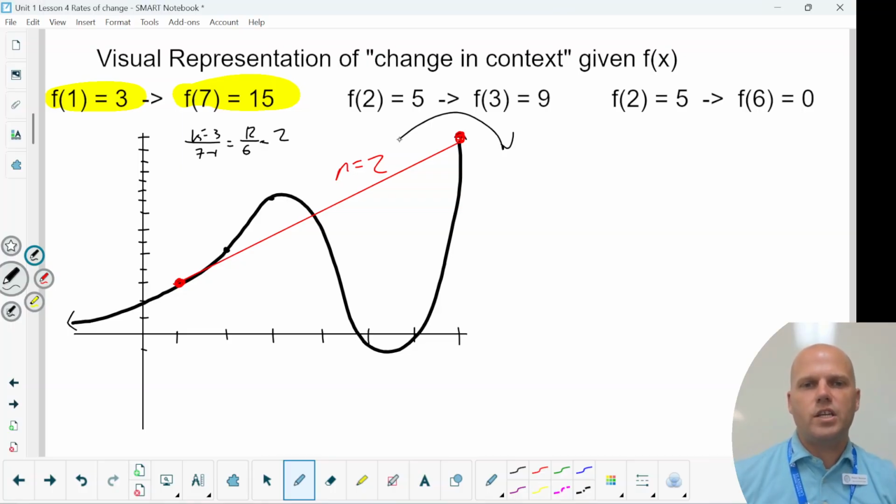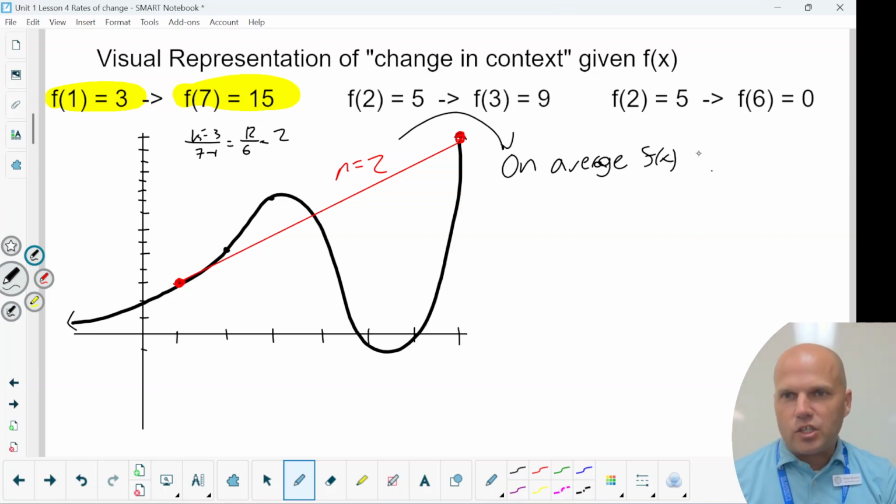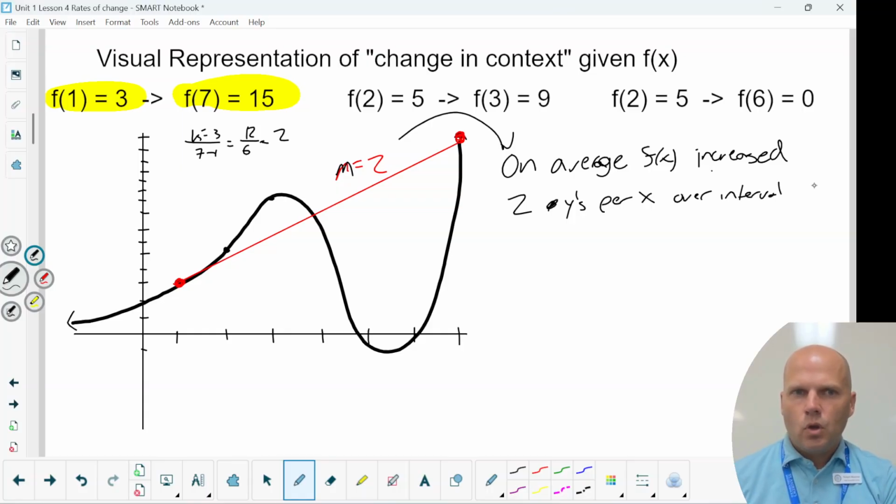But we now have an interpretation of what that slope means. Slopes equal change. We can say that on average, my function, what do you think, increased or decreased? We're going to say increase. Why do we say increase? Usually you'll understand that we say increase because the slope is positive. On average, my function increased 2 y's per x over the interval 1 to 7, where those are x's.